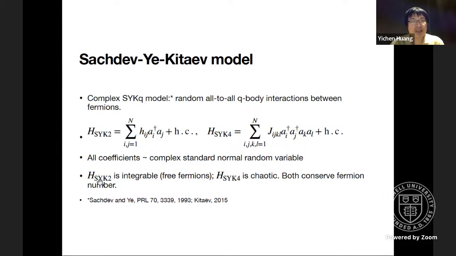And we know that SYK2 is an integrable model because it is a free fermion model, in the sense that we can do a canonical transformation on the fermionic operators so that it can be transformed to a system of free fermions. But SYK4 is a chaotic model. And from these definitions, it is easy to see that both models conserve fermion number.